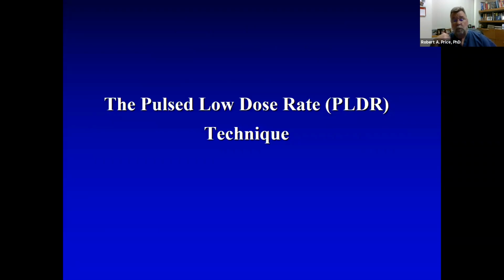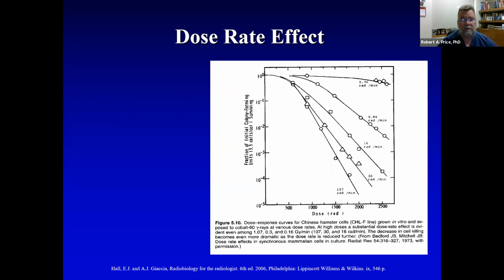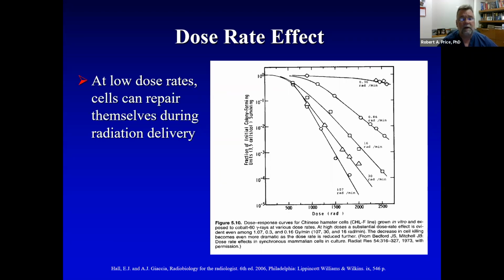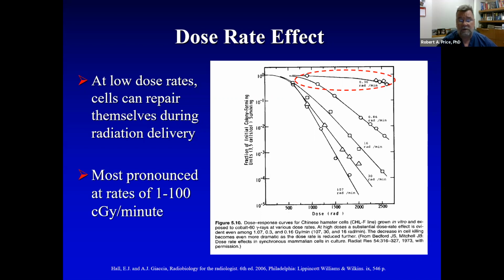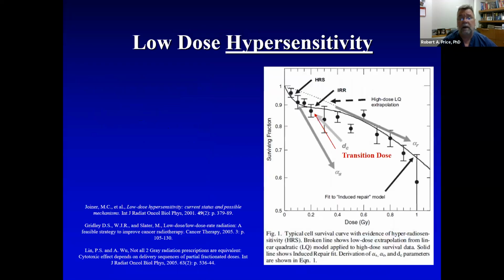What happens though when we can't just use the equivalent dose at 2 gray per fraction? We're unable to get enough dose in to help the patient. Well, the folks at Madison, Wisconsin came up with what's called the pulsed low dose rate technique. We took it and expanded it to the more advanced treatment techniques of IMRT and VMAT. So basically, we know, and others have found, that there's a dose rate effect. If the dose rate is low enough, the cells can repair during radiation, okay? So this is most pronounced at about 1 to 100 centigray per minute.